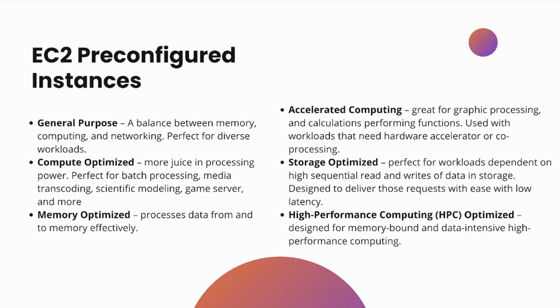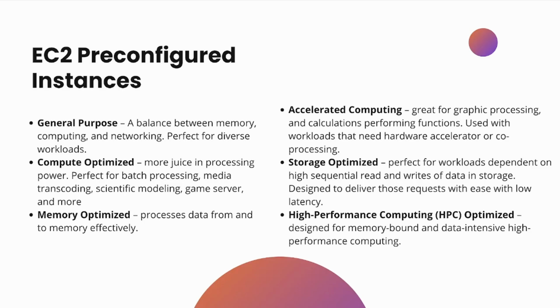So these are some of the pre-configured instances that are available through AWS. There's general purpose, which is a balance between memory, computing, and networking. So this is perfect for diverse workloads. So it's general purpose, right? Then you have compute optimized. So more juice in the processing power, perfect for batch processing, media transcoding, scientific modeling, game servers, and much more. Then there's memory optimized, which is processing data from and to memory effectively.